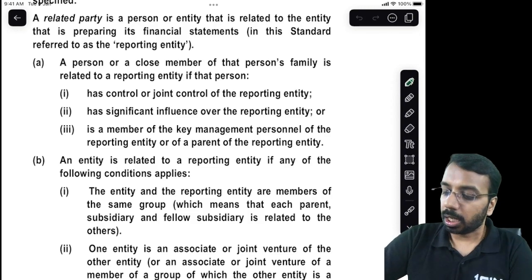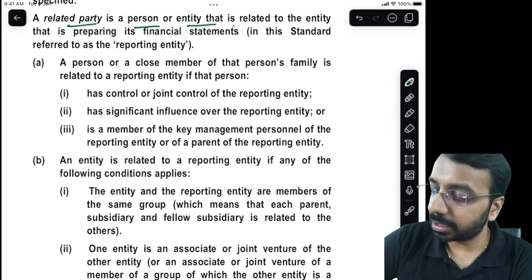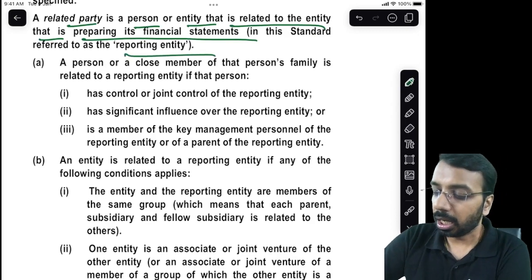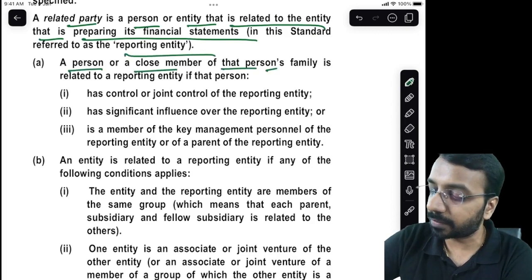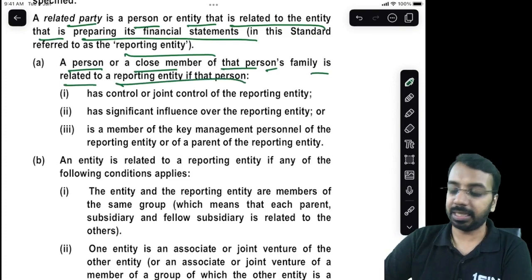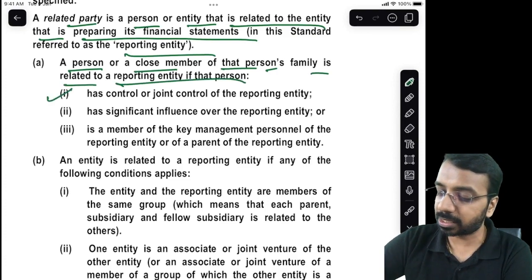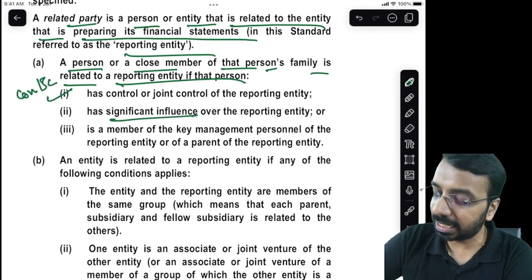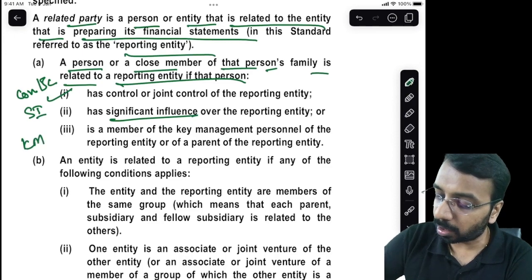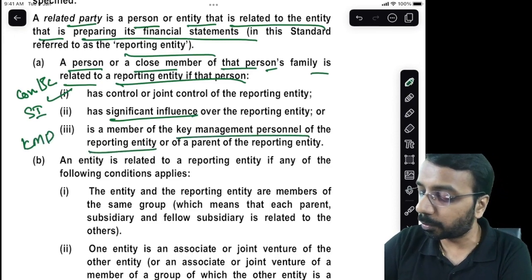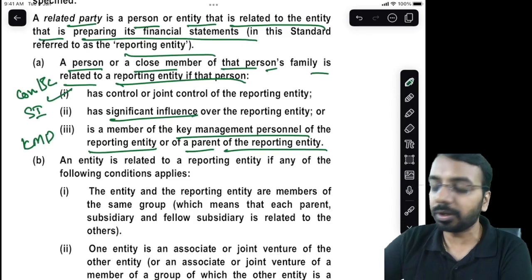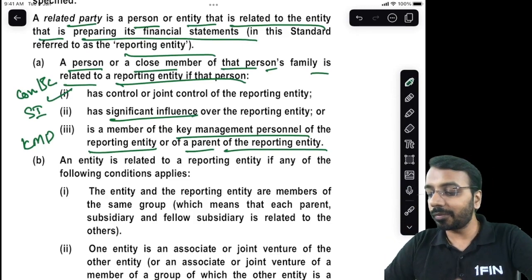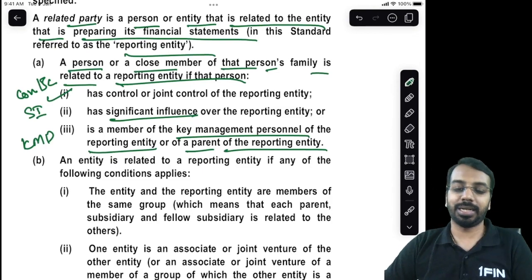Now, a related party is a person or an entity that is related to the entity that is preparing its financial statement. So, the reporting entity. A person or a close member of that person's family is related to the reporting entity if that person, so there are three conditions, has control. So, this aspect talks about control or joint control, has significant influence, or is a member of key management personnel of the reporting entity, or a parent of the reporting entity. So, if you are KMP of the entity, related party. KMP of the parent of the reporting entity, then also a related party.